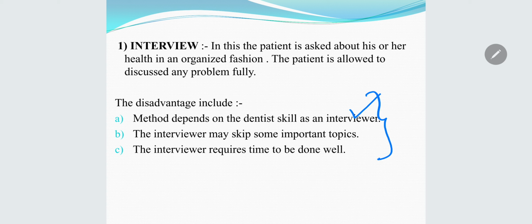This depends only on the skill of the clinician. The skill means what questions we have to ask, based on his complaints we have to think. So this completely depends upon the skill of an interviewer. And sometimes the clinician may skip some of the important topics while interviewing, and this interview requires a definite good time. So these are the disadvantages of the interview method.